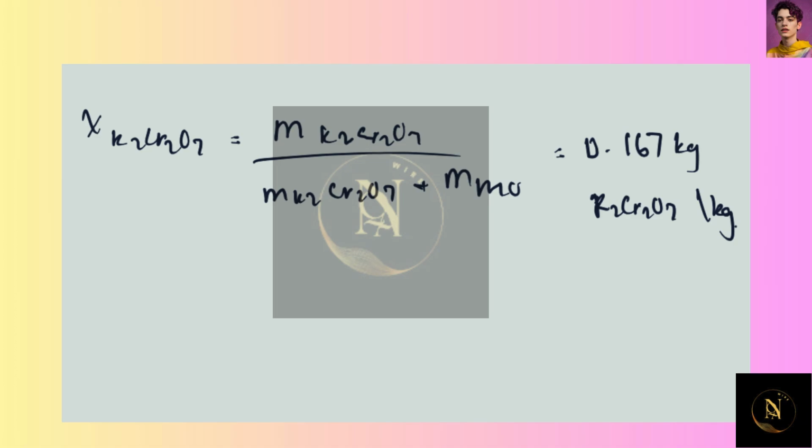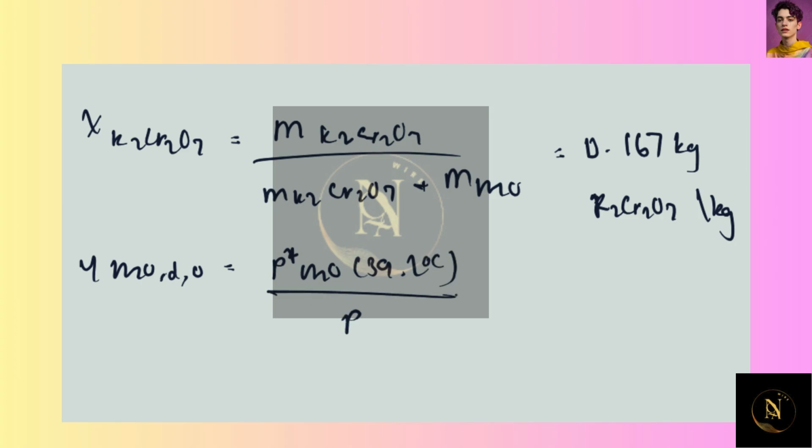So next we can calculate the composition of the dryer outlet gas from the vapor pressure of water at 39.2 degrees Celsius. So we have gamma H2O dryer outlet is equal to P star H2O 39.2 degrees C. Divide that by P, we get a value of 0.0697 moles of H2O per mole.